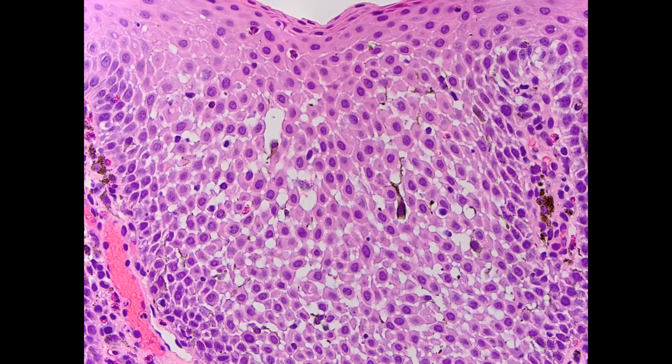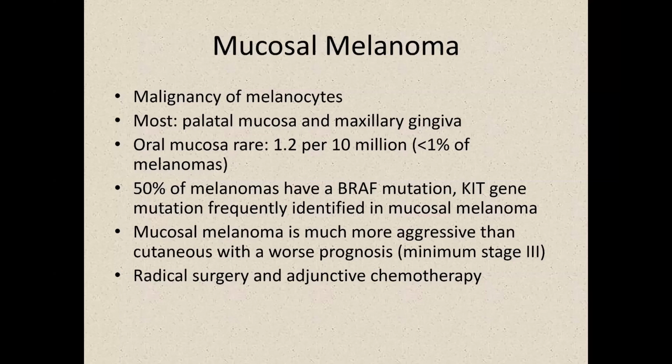And here's what we're really worried about, mucosal melanoma. This is a malignancy of melanocytes. It is not common in the oral cavity. There are 1.2 per 10 million cases of melanoma that are mucosal in nature, and that's all mucosa. You can get mucosal melanoma of the conjunctiva, of the nasal mucosa, the anal mucosa, but less than 1% of melanomas are mucosal in nature.